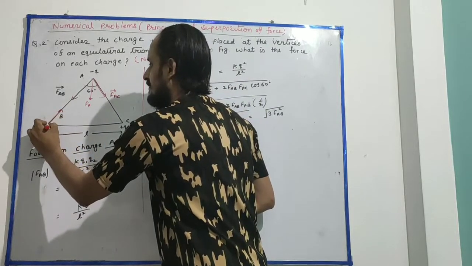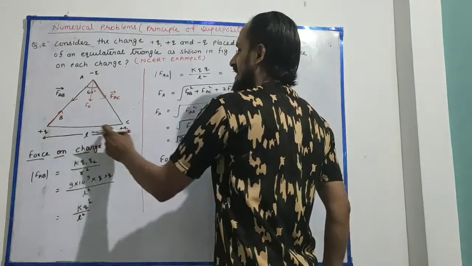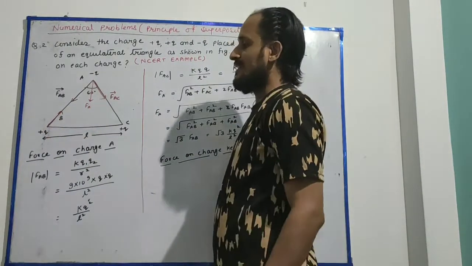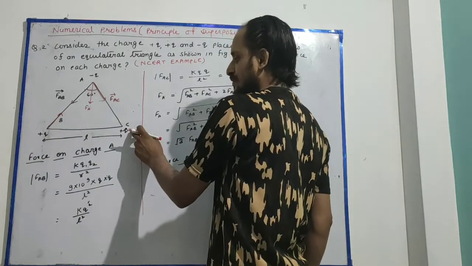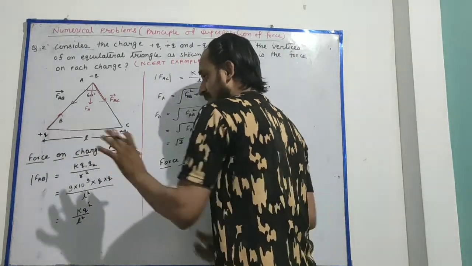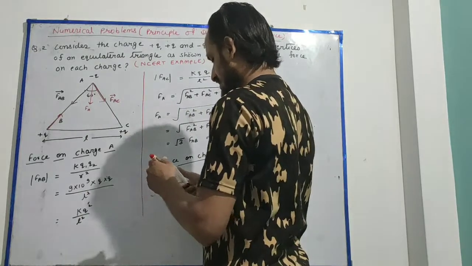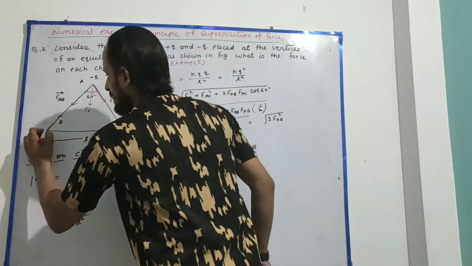like this. Both the charges are positive. So what is the direction of force on charge plus Q due to this plus Q charge? This will repel this charge. So direction is outward.